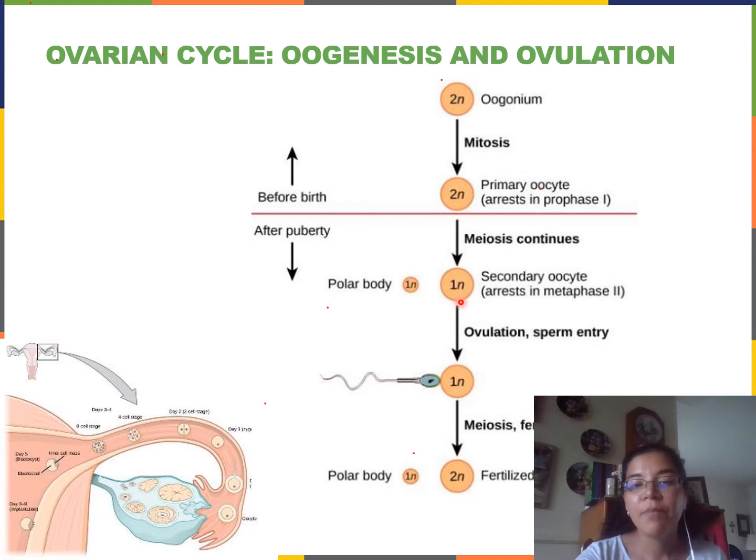Now recall that meiosis 1 yields 2 cells. One cell is called the secondary oocyte. It's a lot bigger than the second cell. The second cell is called a polar body. This cell will eventually just die off, degenerate. Then, after ovulation and fertilization take place, the product of meiosis 2 will be a total of 4 cells: 1 fertilized egg, and then 3 polar bodies. Again, those 3 polar bodies will degenerate, will die off.